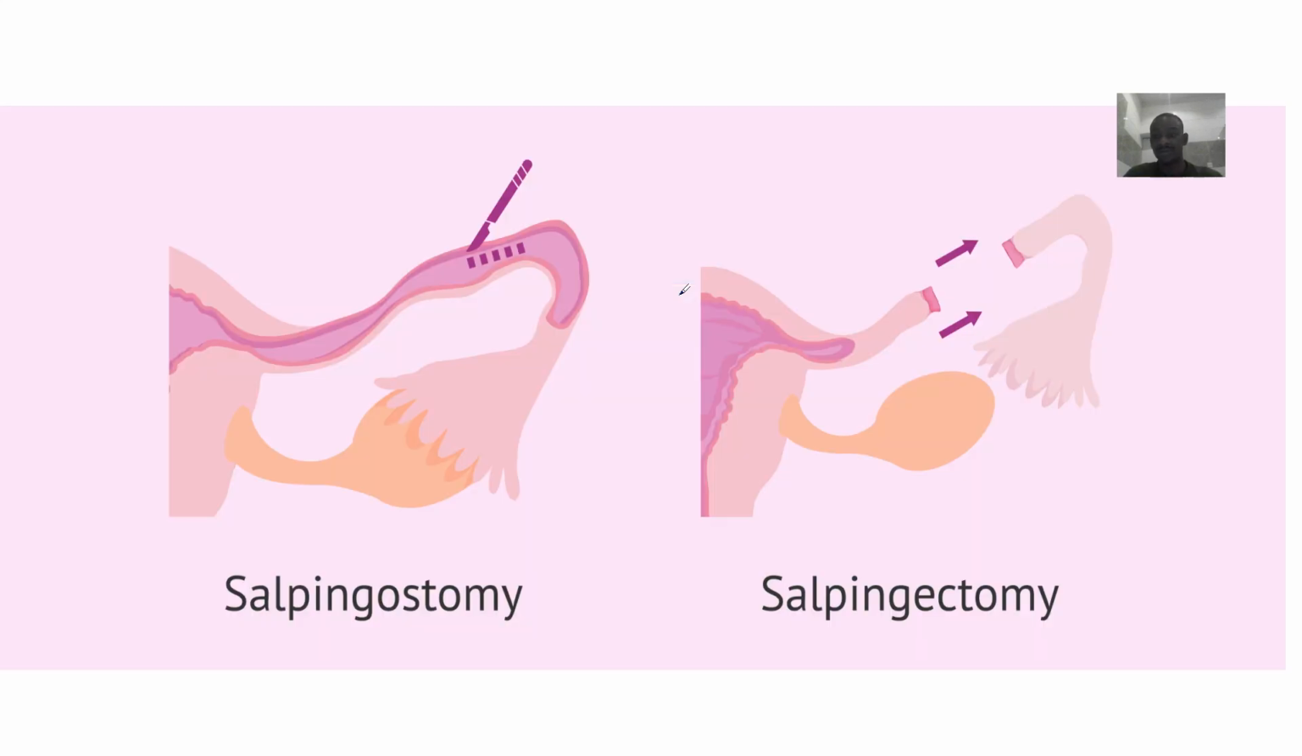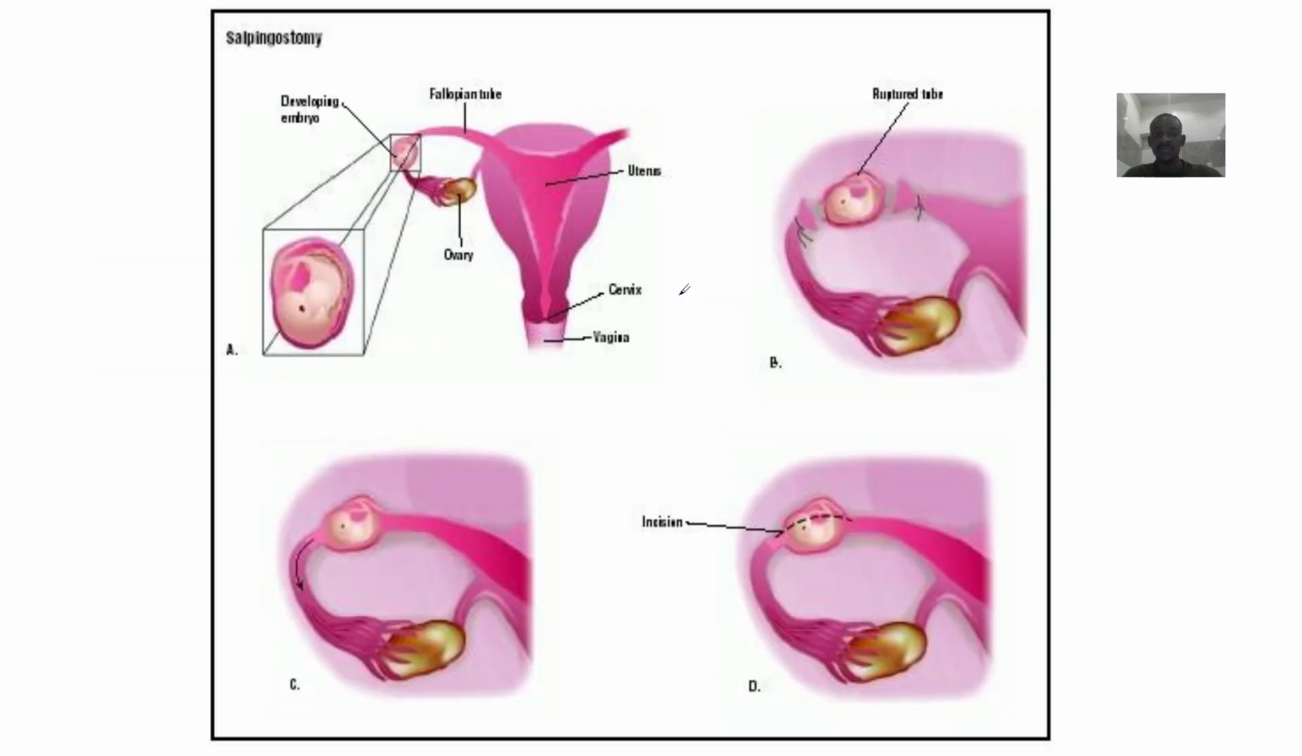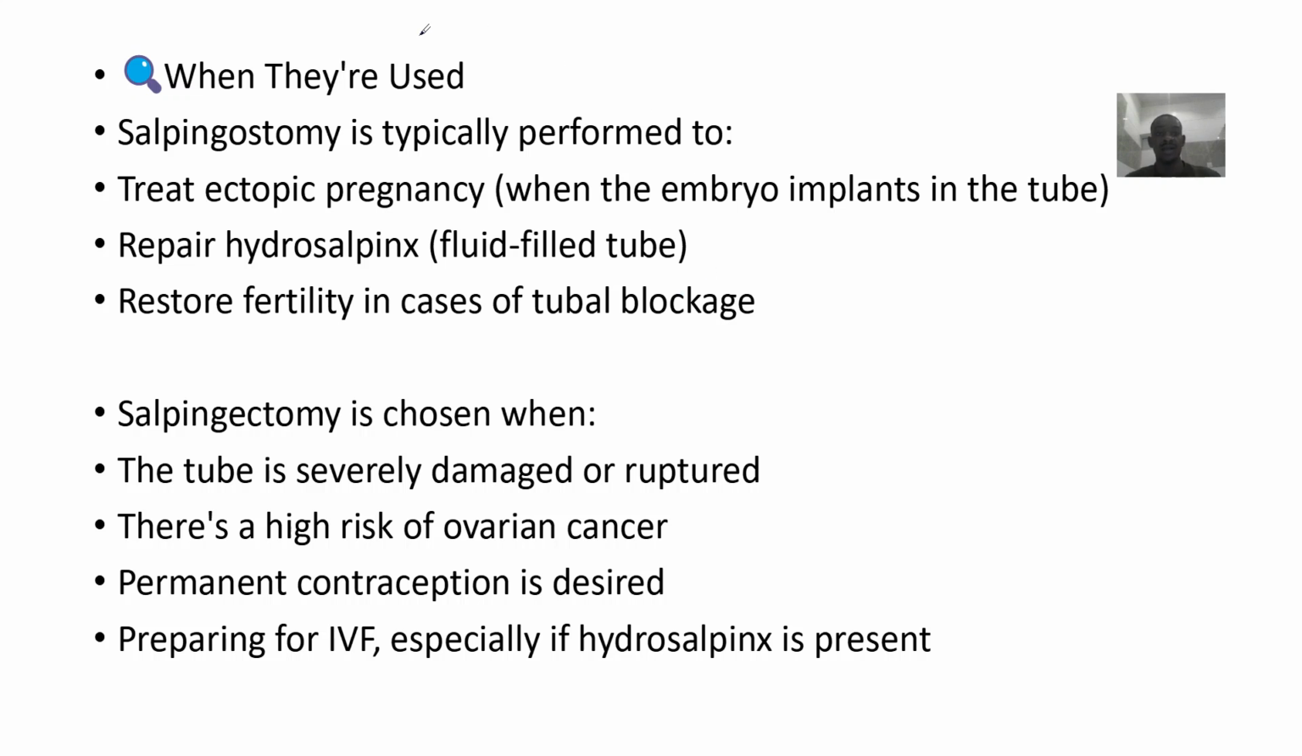You are removing one side or removing two sides. Several things could make you remove it. It could be pus, it could be inflamed, it could be cancer. You understand? So when are they used? Salpingostomy is typically performed to treat ectopic pregnancy, when the embryo is planted in the tube.